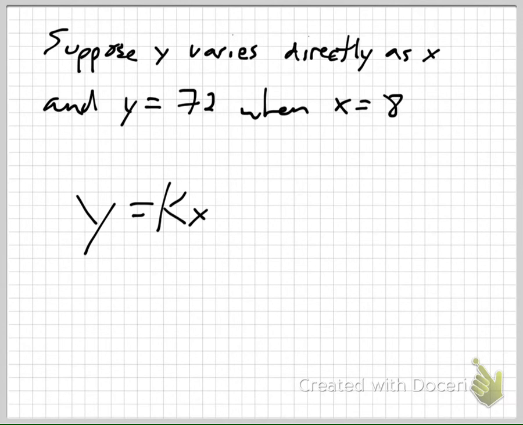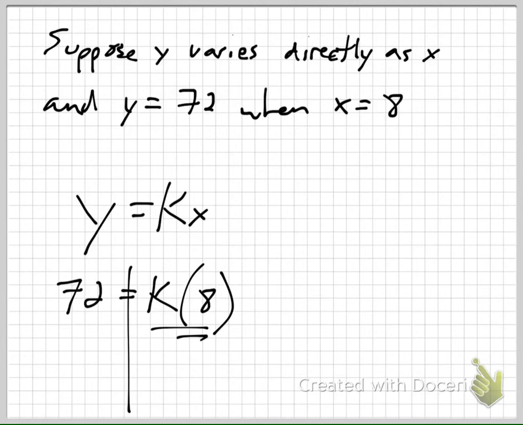You plug in what you know. What do I know? That y is 72 when x is 8. So plug it in: 72 equals k times 8. Do you agree? I've plugged it in. Agreed? Solve for k. We're now going to find the constant. Divide by 8, divide by 8. What does k equal? What is 72 divided by 8? You better all know that. 9. So k equals 9.